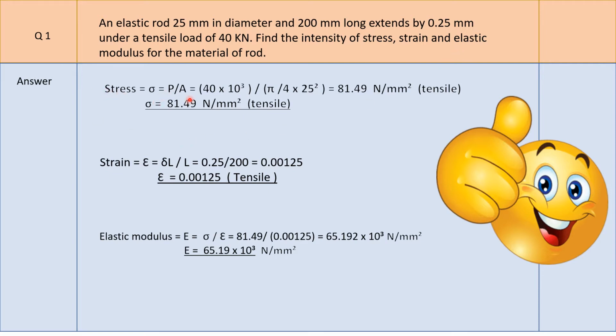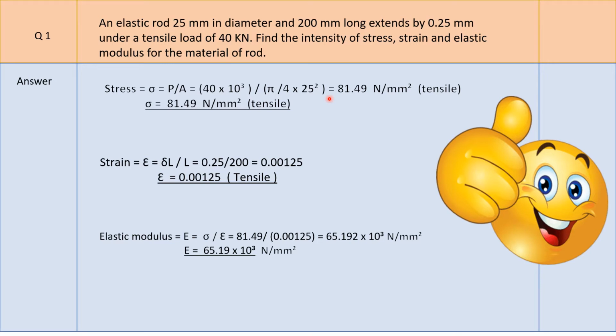Stress is equal to P upon A. Substitute the value of P. P is 40 kN. Convert it into Newton. So it will be 40 into 10 raised to 3 divided by, now area. The diameter given is 25 mm. So area will be pi by 4 into 25 square. Put the bracket in the numerator and also put the bracket for the denominator, and then do the calculations.